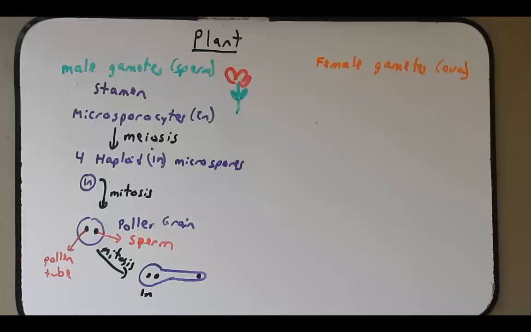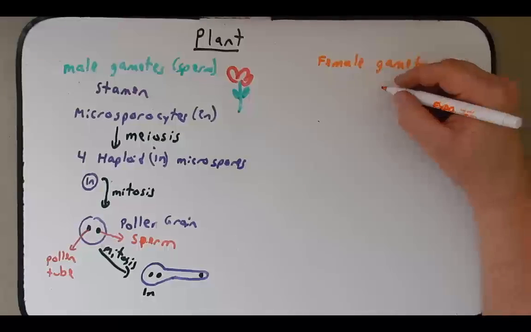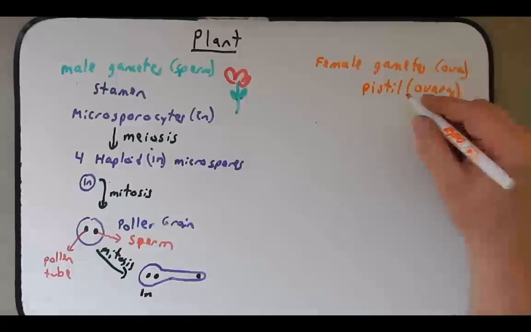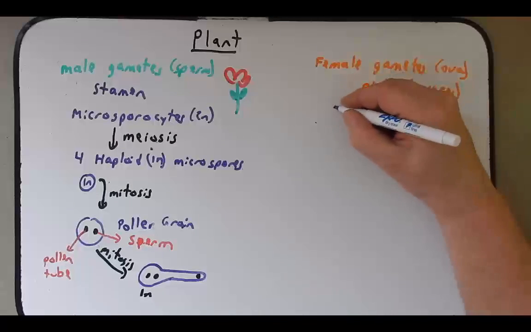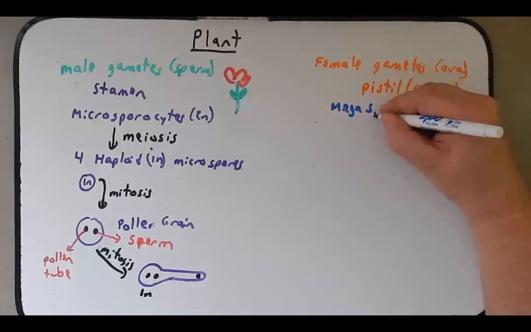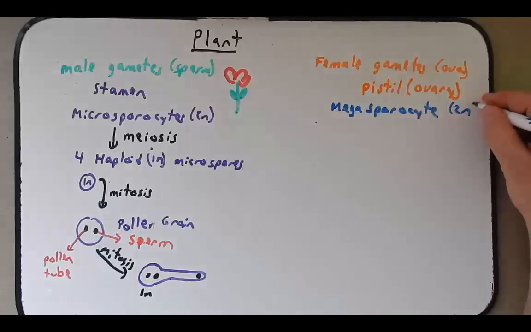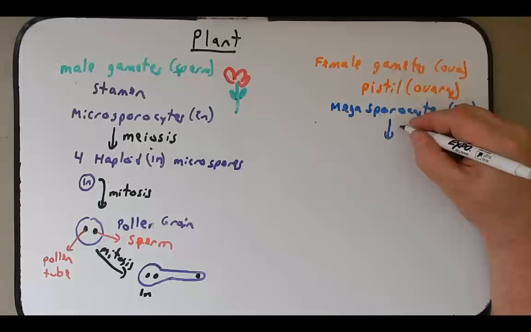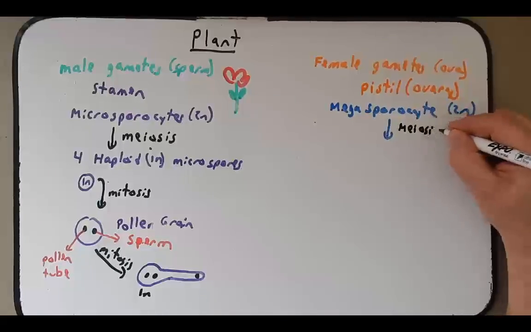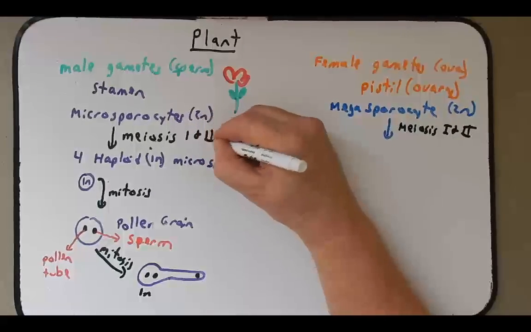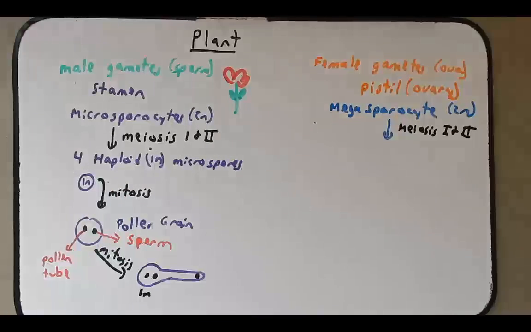Okay, now we're just going to wait a moment and leave this pollen tube hanging out here until we finish making the ovum. Now, part of the female reproductive structures is the pistil. Within the pistil is the ovary. Within the ovary are cells called megasporocytes. Like the microsporocyte, these are also diploid, 2N. They will also undergo meiosis, 1 and 2. Just like over here, I didn't mention 1 and 2, but it undergoes both of them. That's how we make the 4 haploids.